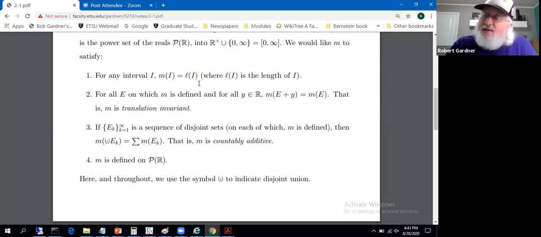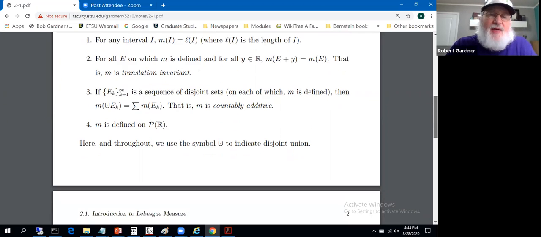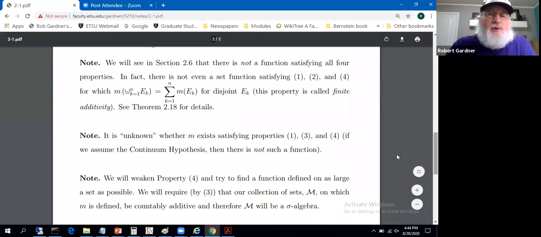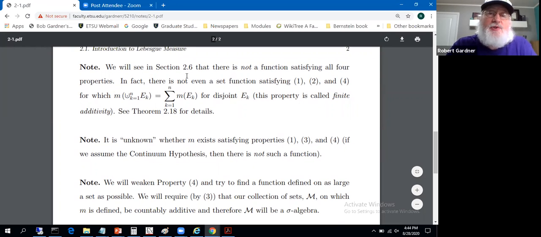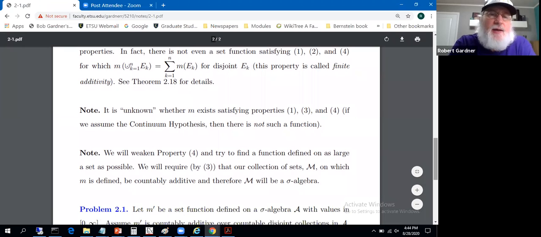The measure of an interval is its length, essential for setting up something like Riemann integration. Translation invariance, defined on the power set of the reals. And instead of considering infinite countable sequences, they just consider a finite collection. If we were to replace countable additivity with finite additivity, there's not even an example of that. We'll see this later as we work our way through chapter 2, some illustrations of these claims. Definitely we'll see that what we're trying to do is not defined on the power set of the reals by demonstrating the existence of a non-measurable set.